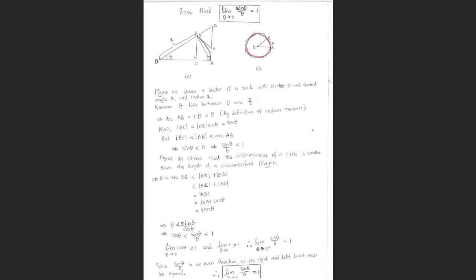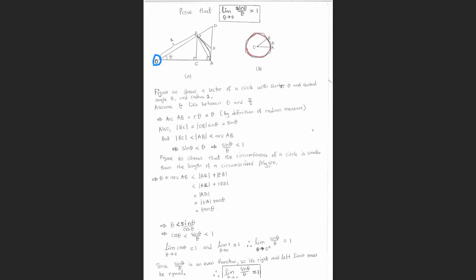Just need to zoom in. If you can see, just zoom in using the device that you have. All right, so figure A shows a sector of a circle with center O. You can see there's a center O there, and center angle theta and radius of 1. So we choose our radius to be 1. We assume that theta lies between 0 and pi over 2. So our assumption is that theta lies in the first quadrant.